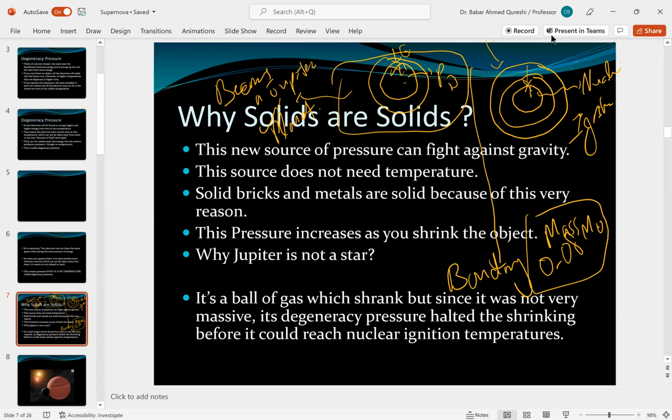You can go around looking for stars in your neighborhood, find what their masses are, and no one has been able to find a star, based on the estimates, which is lighter than this. So Jupiter, why is it not a star? Because it's much lighter than this limit. So it couldn't ignite.